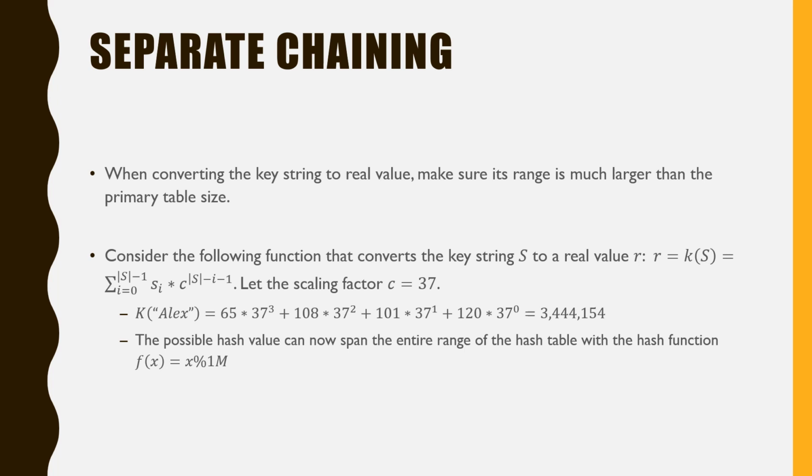Since the real value is larger than the primary table size, its corresponding hash value after the modulo operation can be any number between 0 through 1 million minus 1. In other words, the record may locate at any position of the hash table, addressing the local cluttering problem.